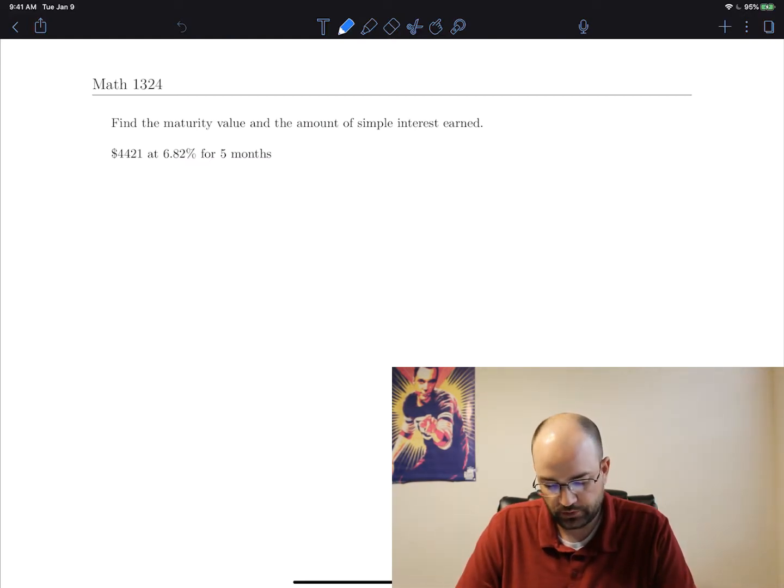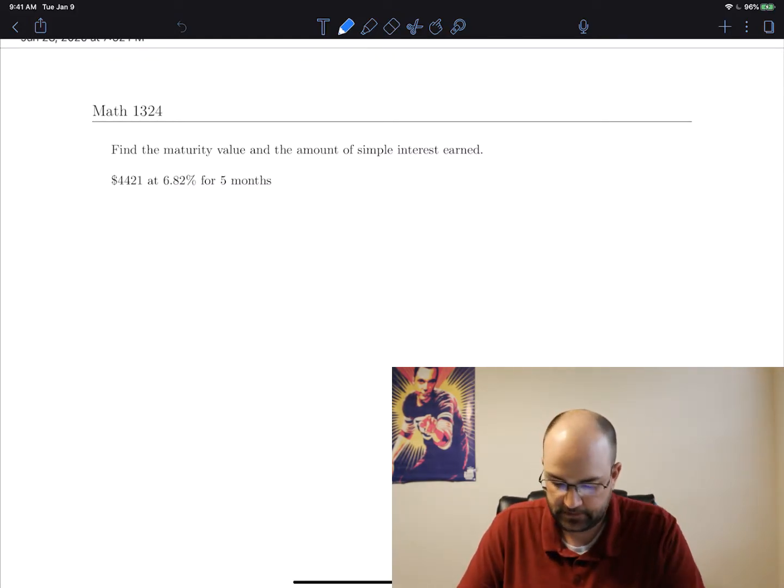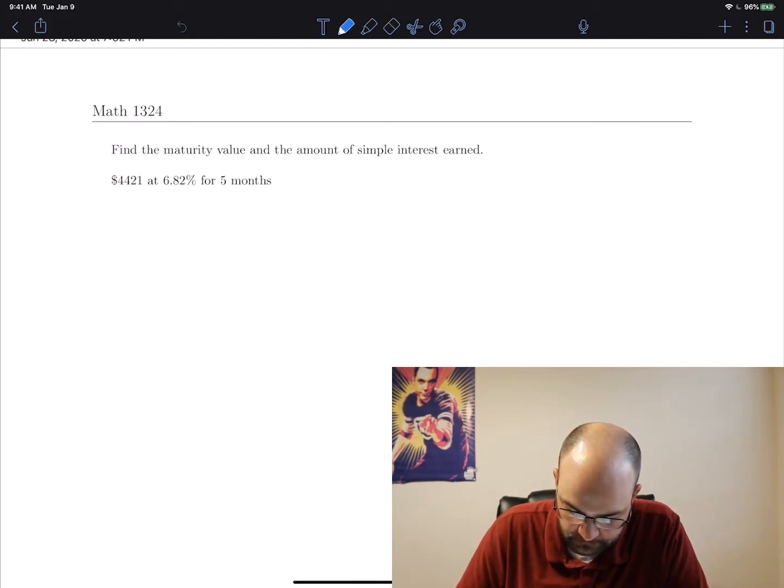In this example, we want to find the maturity value and the amount of simple interest earned for this particular situation: $4,421 at 6.82% for 5 months. Okay, so here's the thing. We don't have the formula for this because the only thing we have right now is I equals PRT.